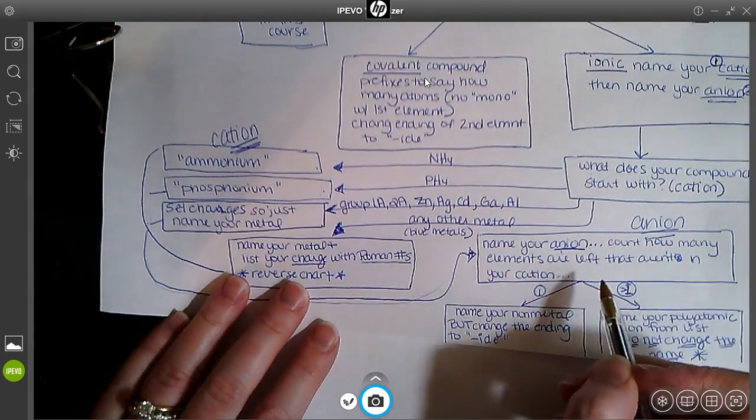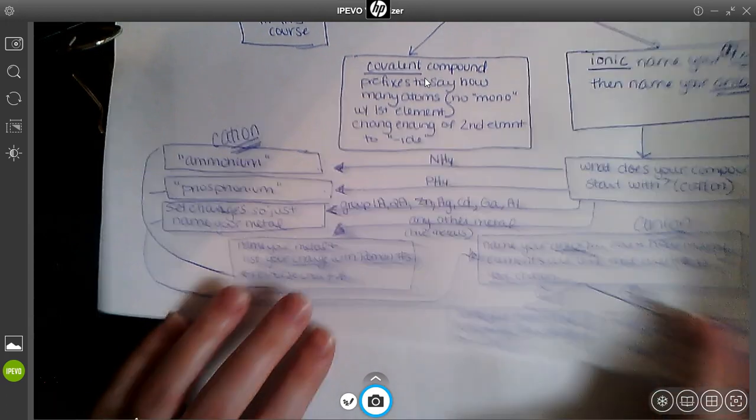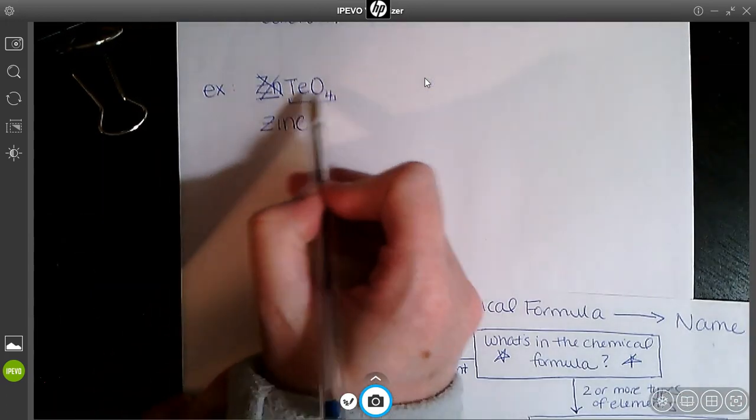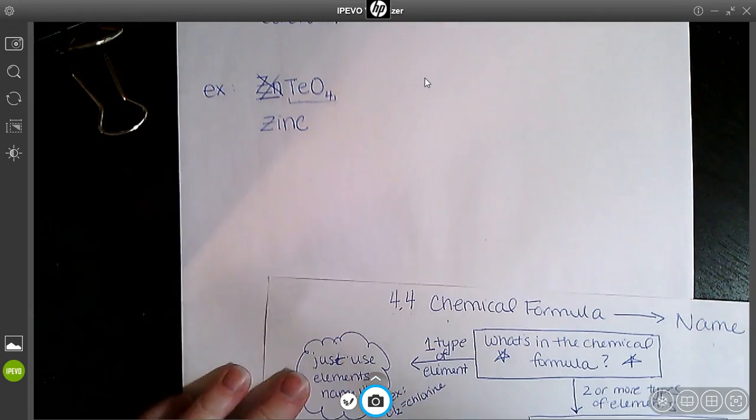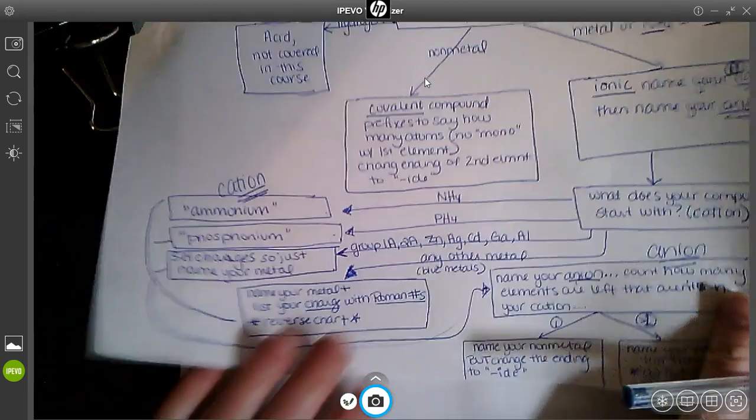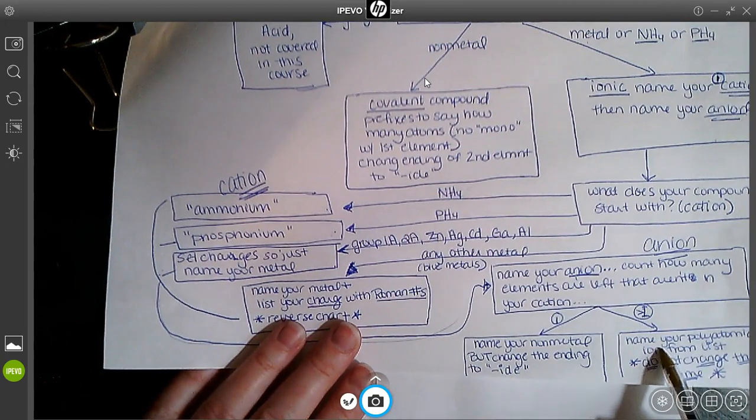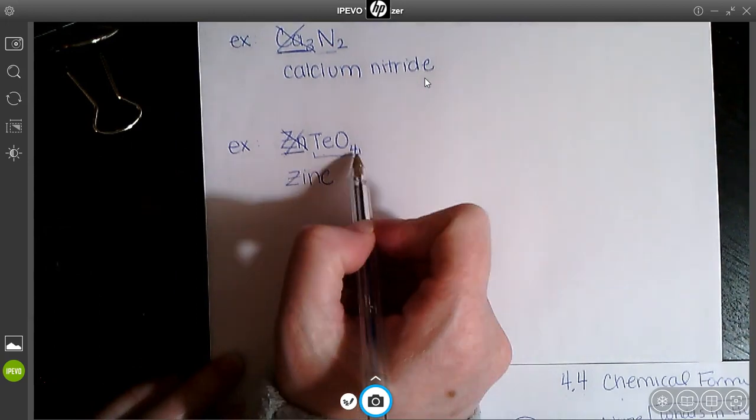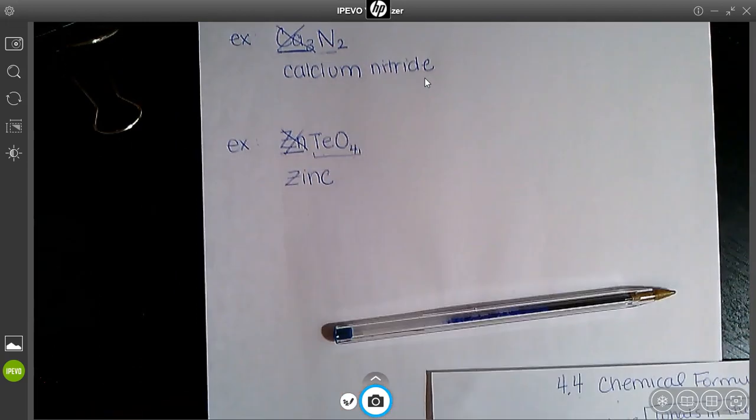Count how many elements are left that aren't in your cation. Tellurium and oxygen. So I have two elements left, which is more than one. So name your polyatomic ion. Do not change the name. So I need to find TeO4 on my list of polyatomic ions.